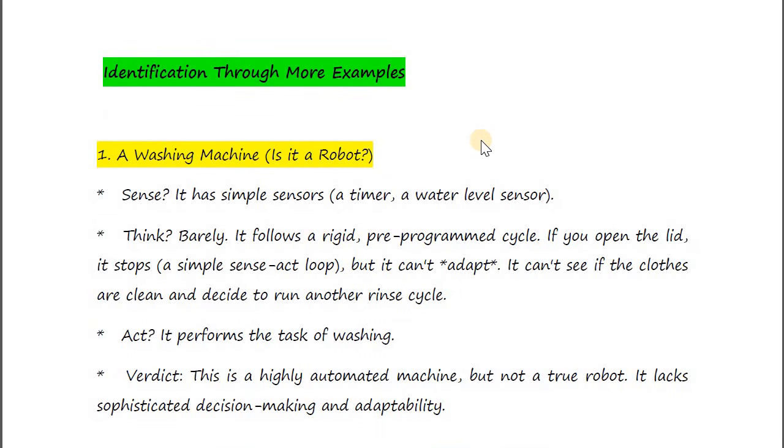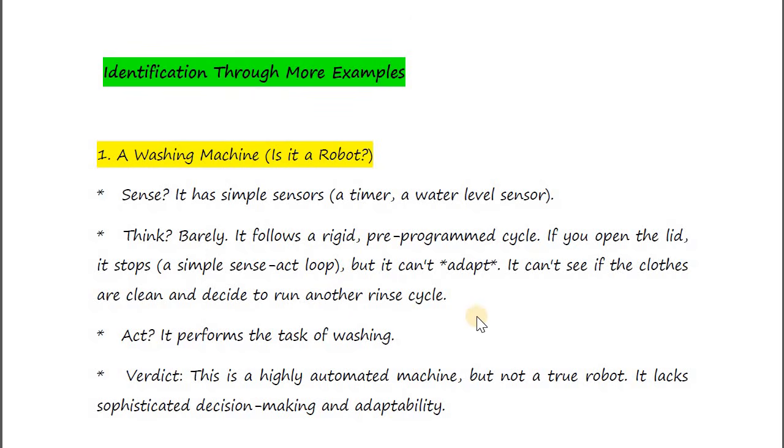So the question: is it a robot? First, let us ask ourselves, can it sense? Well, it has simple sensors, a timer, a water level sensor. Next, can it think? Well, barely. It follows a rigid pre-programmed cycle. Now if you open the lid, it just stops. It's a simple case of sense and act according to a loop, but it cannot adapt. It can't see if the clothes are clean and decide to run another rinse cycle.